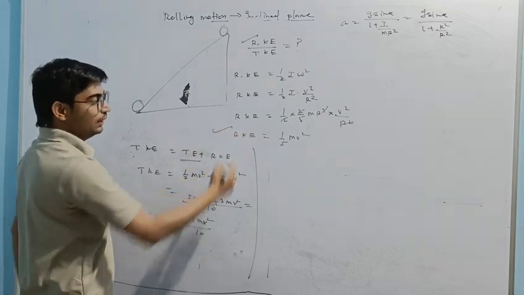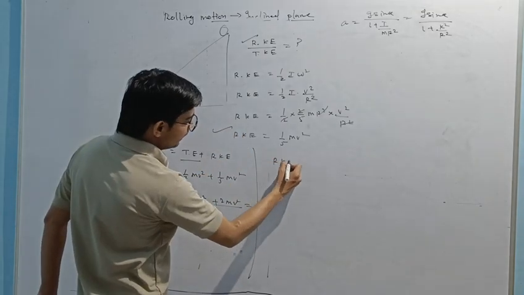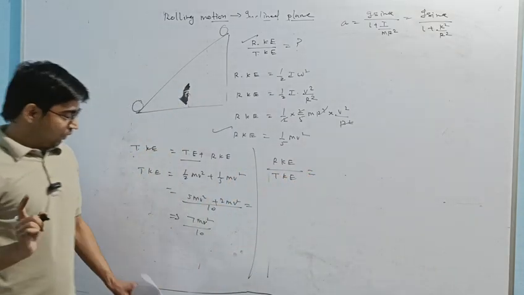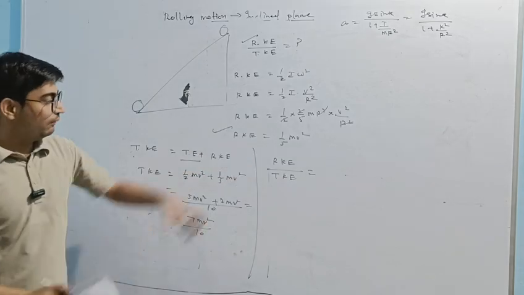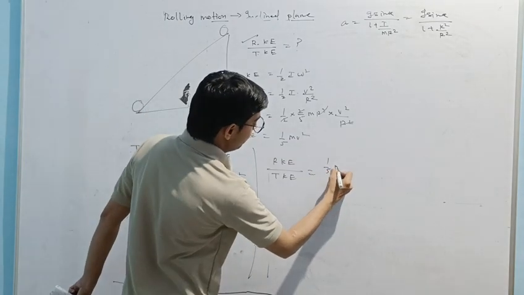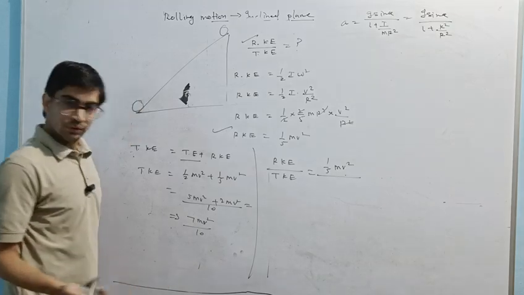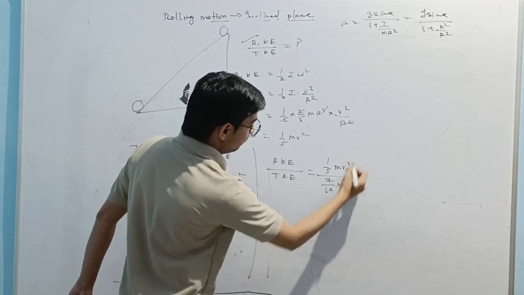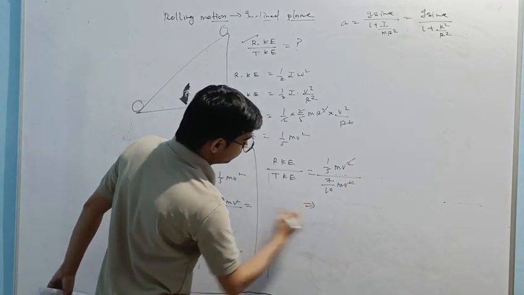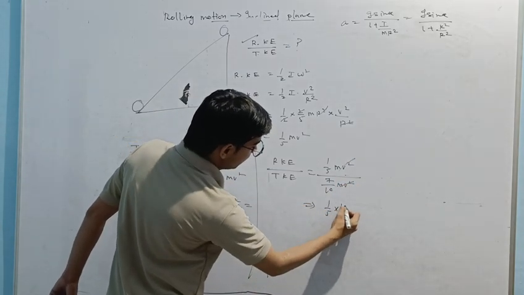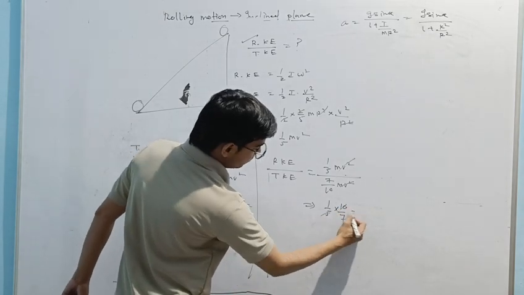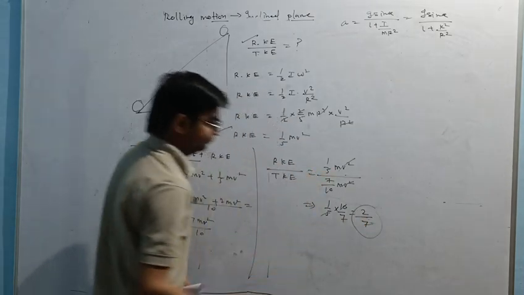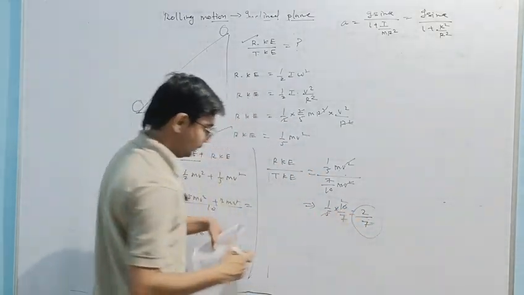And rotational energy is this one. So rotational kinetic energy upon total kinetic energy is equal to rotational 1 by 5 mv square upon total 7 by 10 mv square. Cancel out. We can say this is equal to 1 by 5 into 10 by 7. It is 2 by 7. Clear? This one.